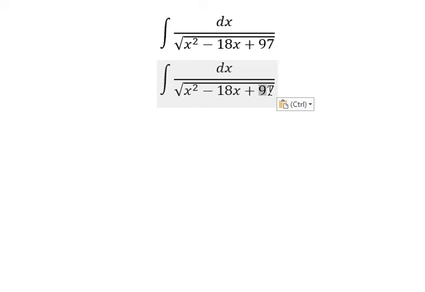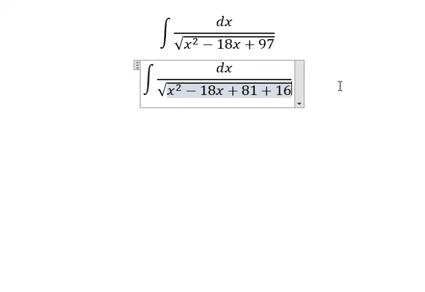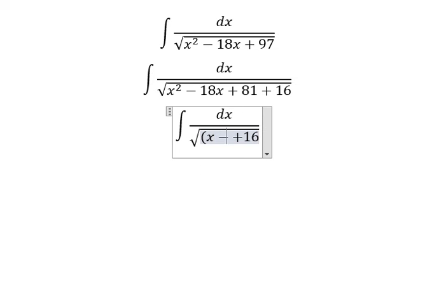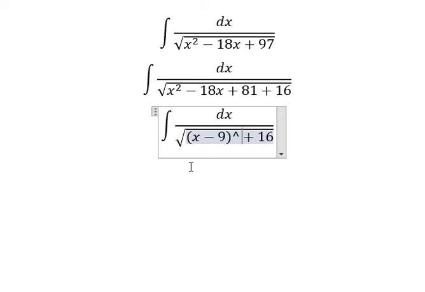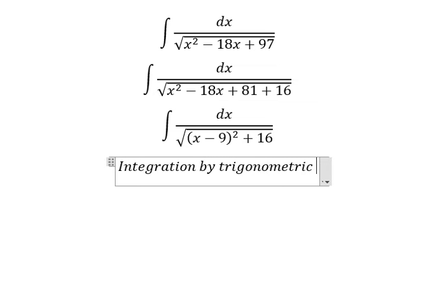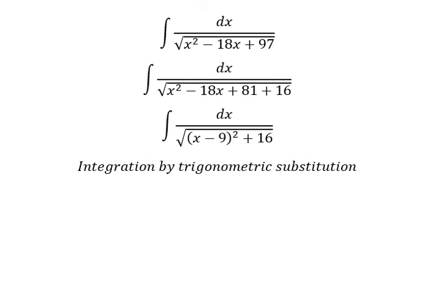About 97, we can put into 81 plus 16. This one is about identities. So we have s minus number 9 to the power of 2. Now we can use integration by trigonometric substitution. So I will put s minus number 9 equals to number 4 tan t.